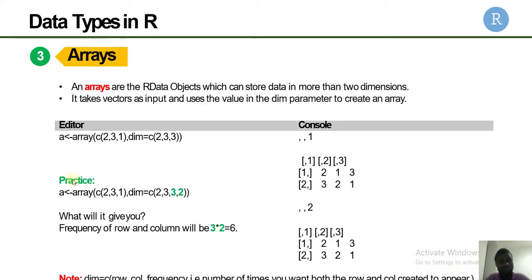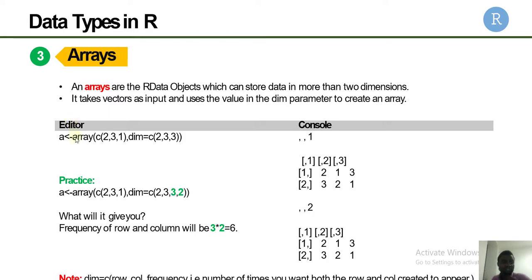So the last one we would take before we have a break and continue the next part of this series on data types in R is an array. What is an array? An array is a data object which can store objects or data in more than 2 dimensions. So look at it. It takes vectors as input and uses the value in the dimension parameter to create an array. You could see how important vectors is again. So this is an example of how you can create an array in R. Just a brief example, and like I have said, in the practical section we will deal with each of these data types with real-time examples.